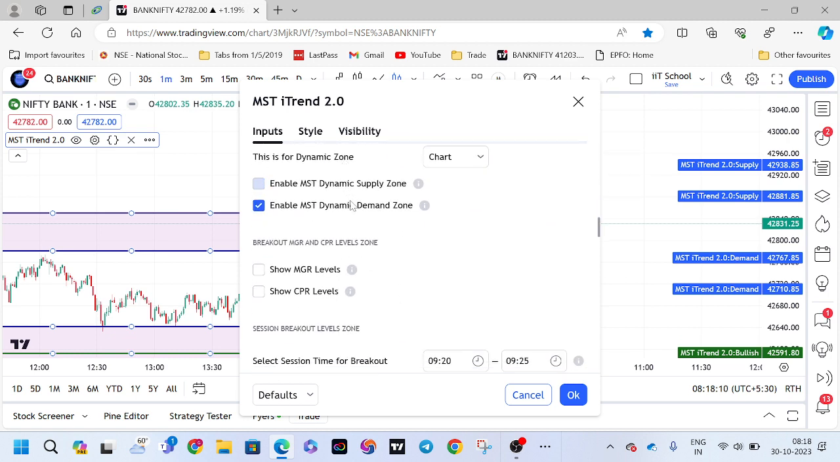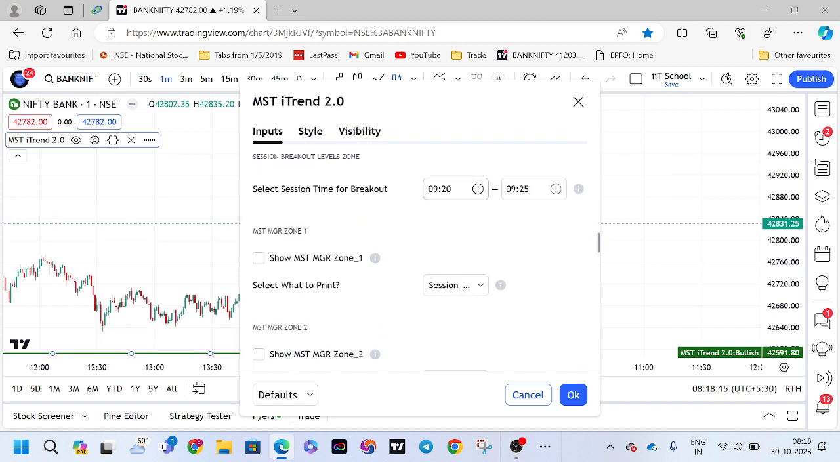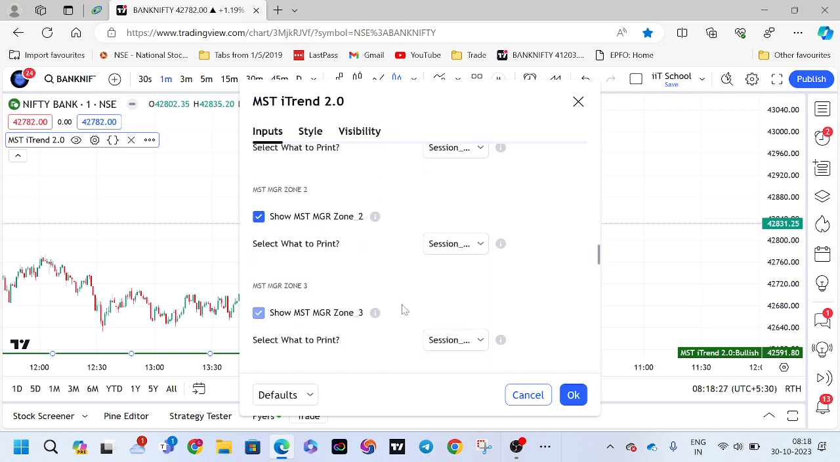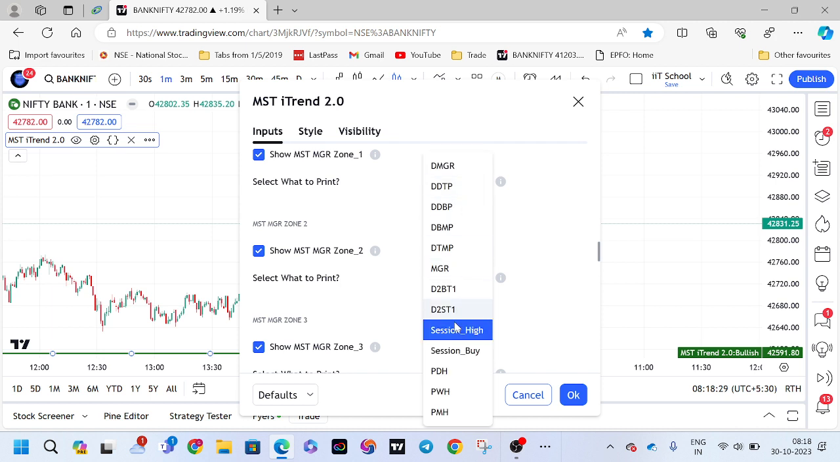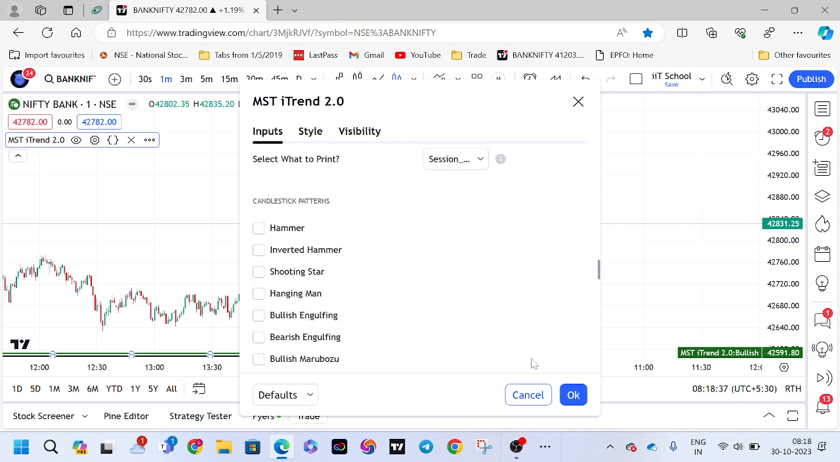What else do we have? You know about the MGR level, CPR level, and this is the breakout strategy. Whichever time frame you want to keep, say 9:15 to 9:30, you can keep it. After keeping, just enable MGR zone 1, MGR zone 2, MGR zone 3. What are they? The session high, session low, and session pivot. So now 3 lines will be formed.